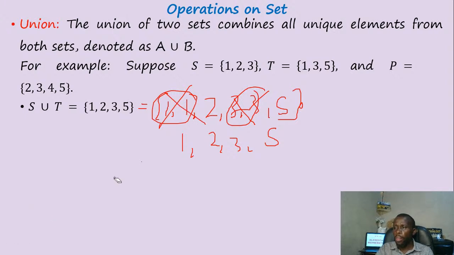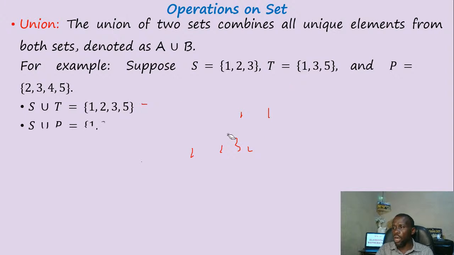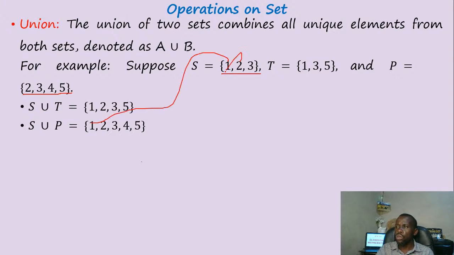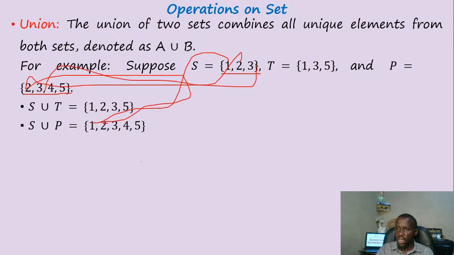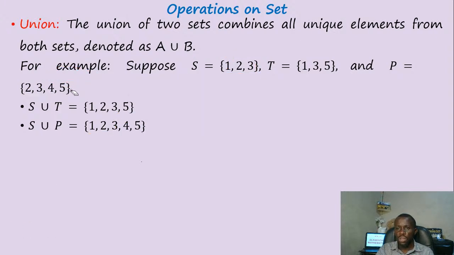Okay. Let's also look at S union P. I'm going to combine S and P. S is 1, 2, 3. P is 2, 3, 4, 5. So 1 will come, 2, even though there's 2 here, it's still 2. Then 3, even though there's 3 here, it's still 3. Then 4 and 5 are left. So that's how you have this. Now, I think that is so simple. If you do not get it, let me know.